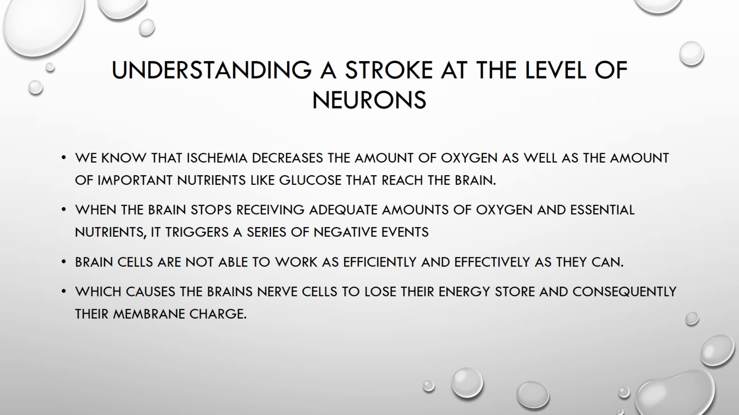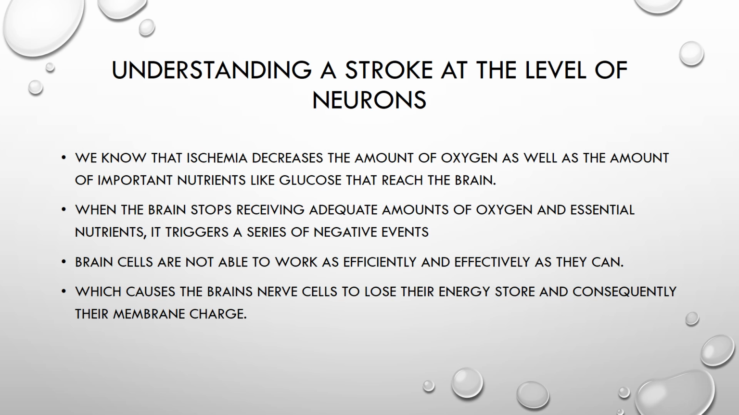Understanding a stroke at the level of neurons. We know that ischemia decreases the amount of oxygen as well as the amount of important nutrients like glucose that reach the brain. When the brain stops receiving adequate amounts of oxygen and essential nutrients, it triggers a series of negative events.